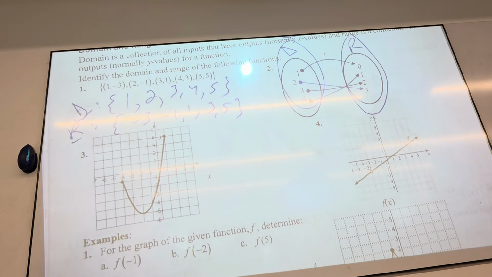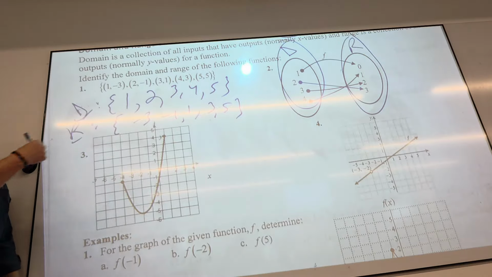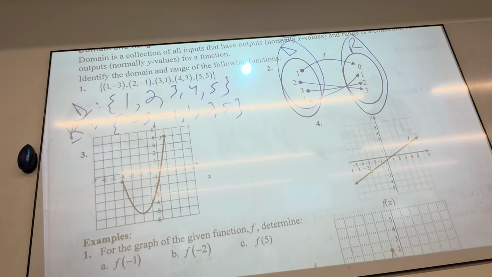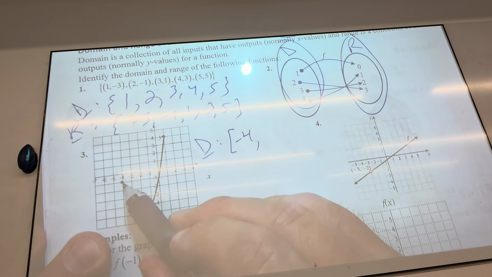Domain is all the inputs that have outputs. Domain is almost always the x-axis. What's the lowest input that has an output? -4. Does -4 have an output? Yes. Does -5 have an output? No. -4 has an output. That's the lowest one, right? So what's the domain? It goes from what to what? -4 to 1. All the way up to 1.